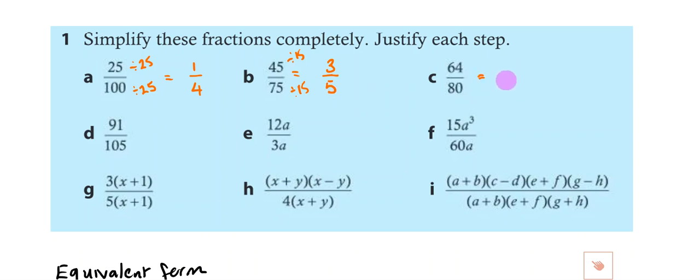64 over 80. Well, I'm going to show you, do it in multiple steps. So if I know that's divided by 8, that's 8 over 10, but we then can go further and say divide by 2. Divide by 2 gives me 4 fifths. Okay. 91 over 105.